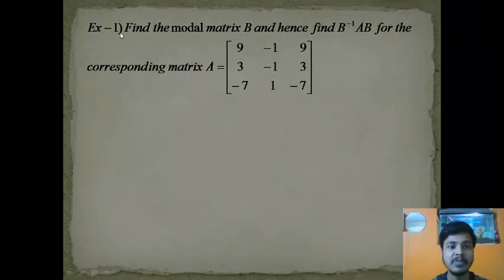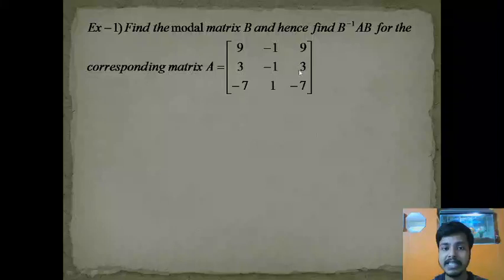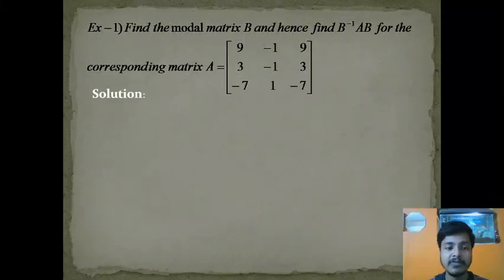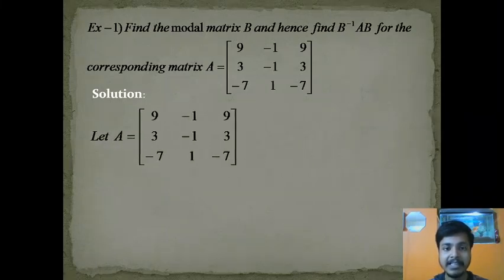Example number 1 says: find the model matrix B and hence find B inverse AB for the corresponding matrix A. So we are given a matrix A, and how many parts do we have to do? We have to do two parts. First is the model matrix, and then you have to find B inverse AB. Following the steps of the working rule, what is the first step? Write down the given matrix.